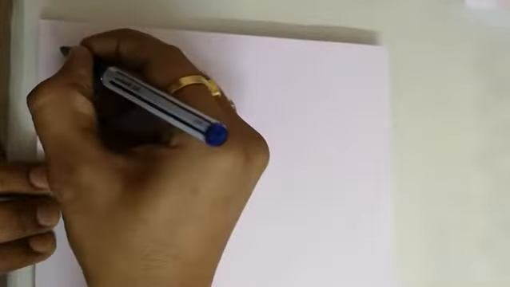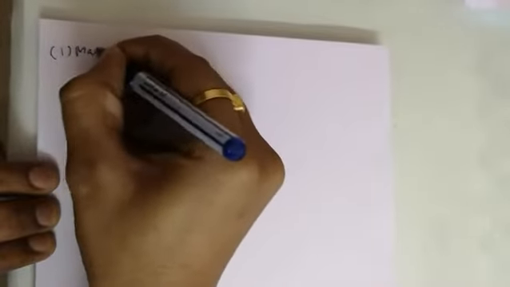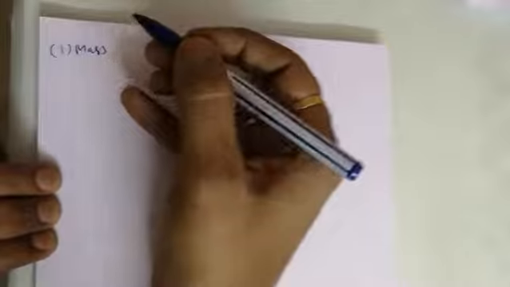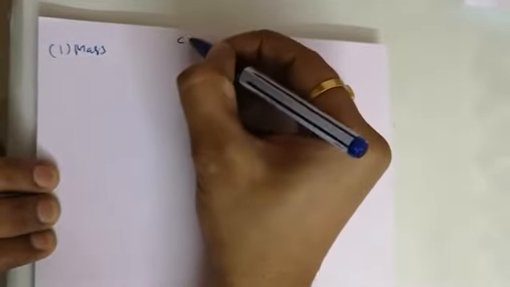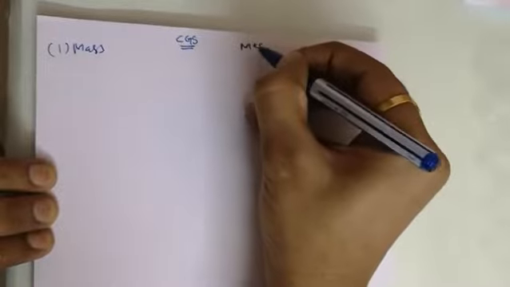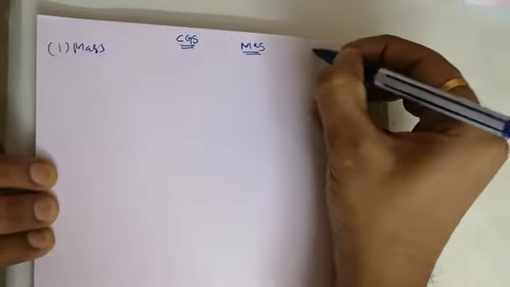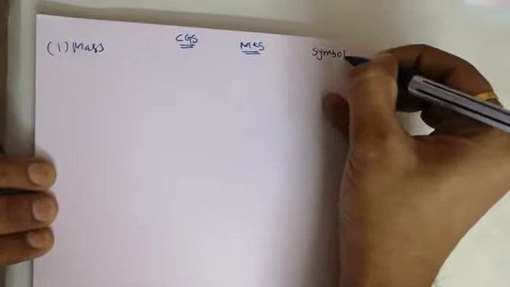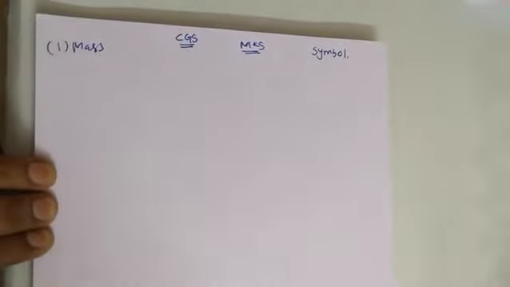Hello friends, starting with the other seven basic units, which are very much useful and given in the SI units. The very first one is called mass. There are two units of it: one is a CGS unit and another is its MKS unit, and next one we will call the symbol of it. So we have both those things, and we will discuss them.